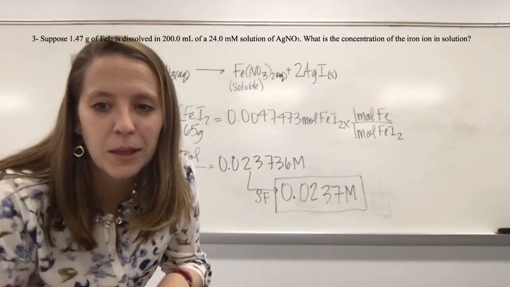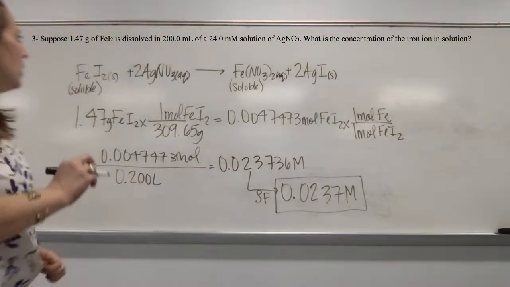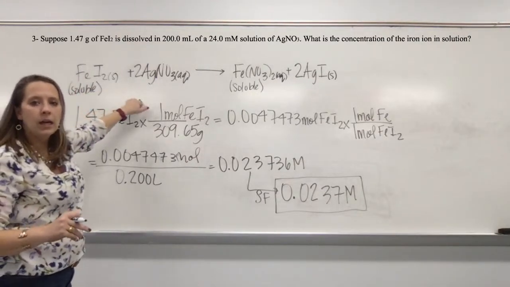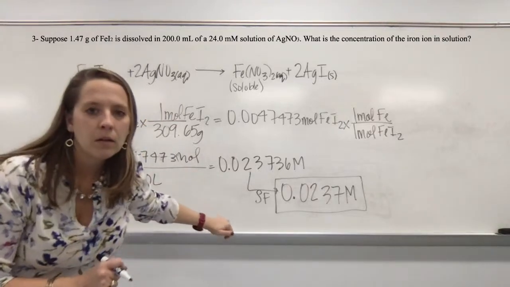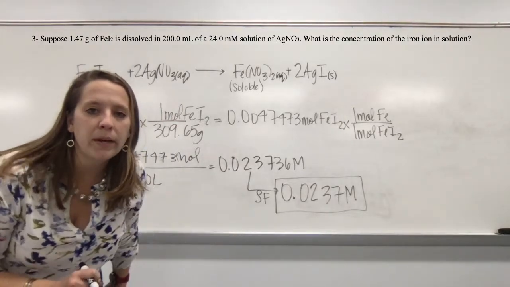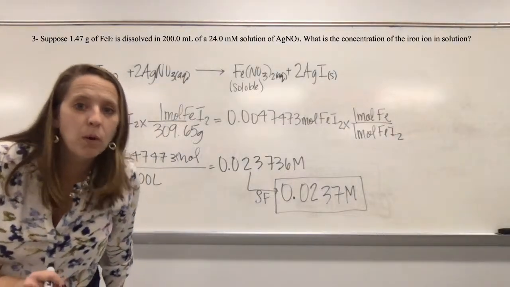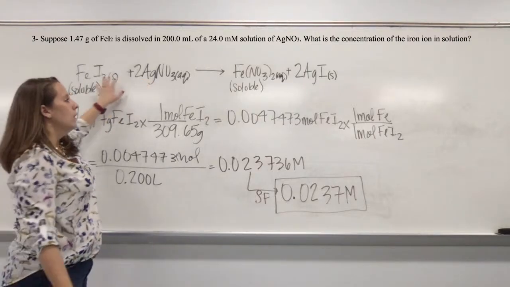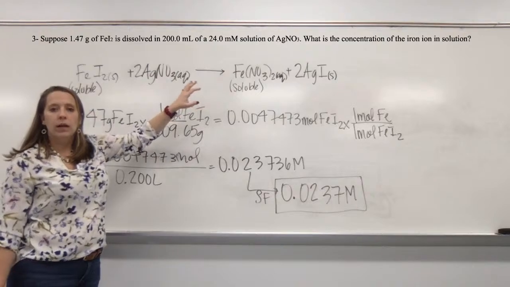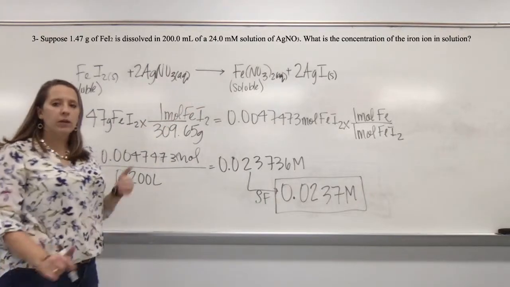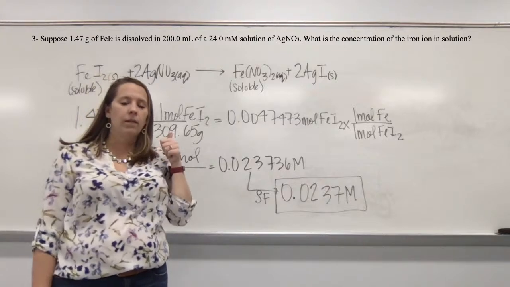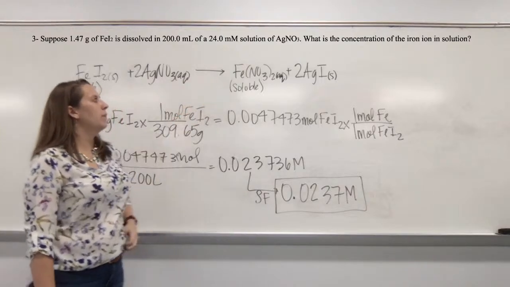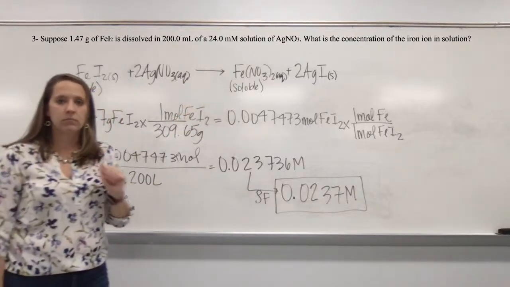Jordan asks, can you explain the limiting reactant thing? Totally. So we have 1.47 grams of iron iodide and 200 mL of 24 millimolar solution. So you could have calculated the moles here and the moles here, depending on what it asks for in these types of questions. I have seen everything from a precipitate, so let's think about what would have happened if they had asked about the iodine concentration.